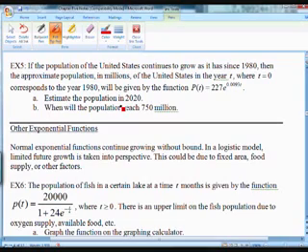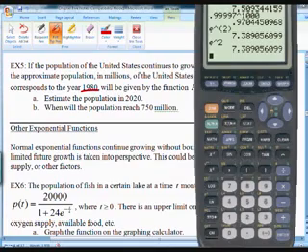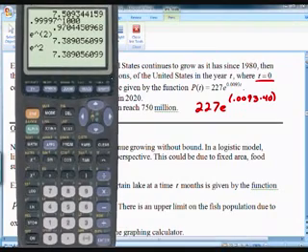So what would T be? T equals 0 is 1980. So when the year is 2020, T is 40. So all you're finding is P of 40. So you're going to do 227 e to the 0.0093 times 40 power. To type that in, the biggest thing with this is I just want to make sure you knew how to type these in.